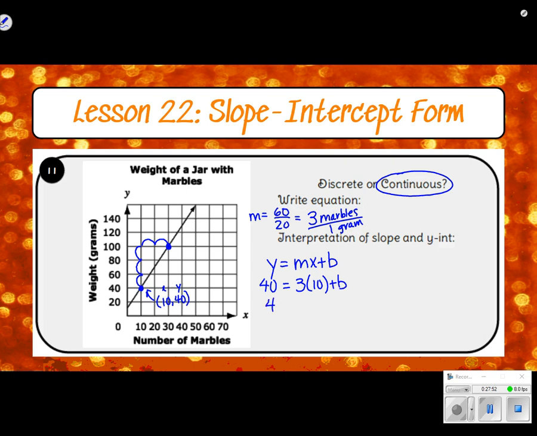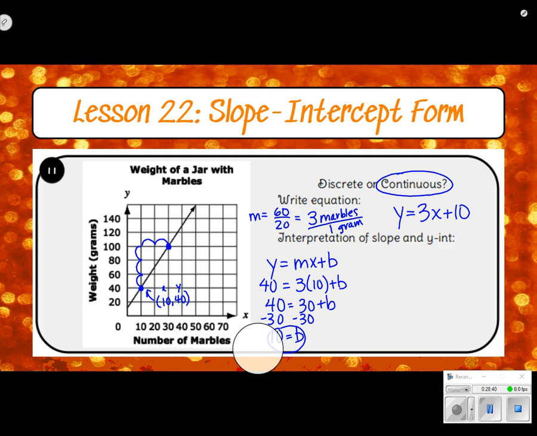So we get 40 equals 30 plus b. So subtracting 30, 10 equals b, which I would have guessed was closer to maybe 12. But according to the math, our y-intercept is going to be 10. So let's write an equation. Y equals 3x plus 10.